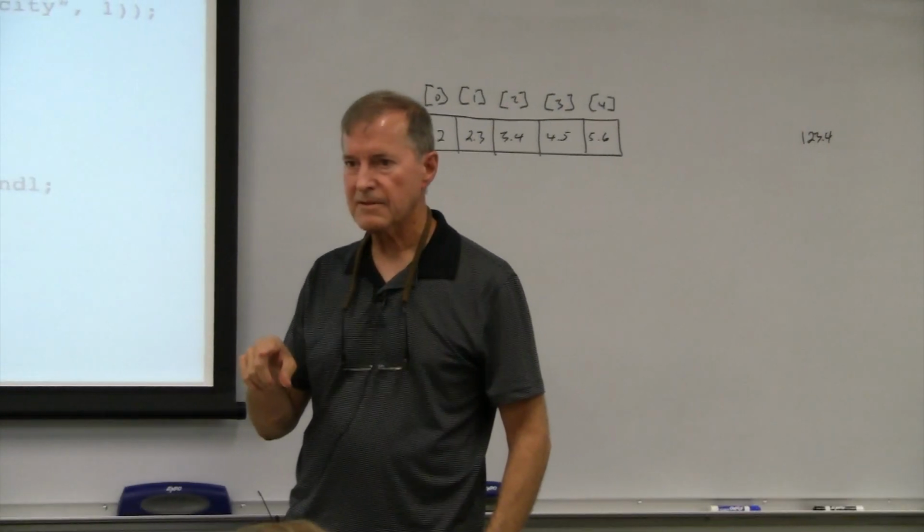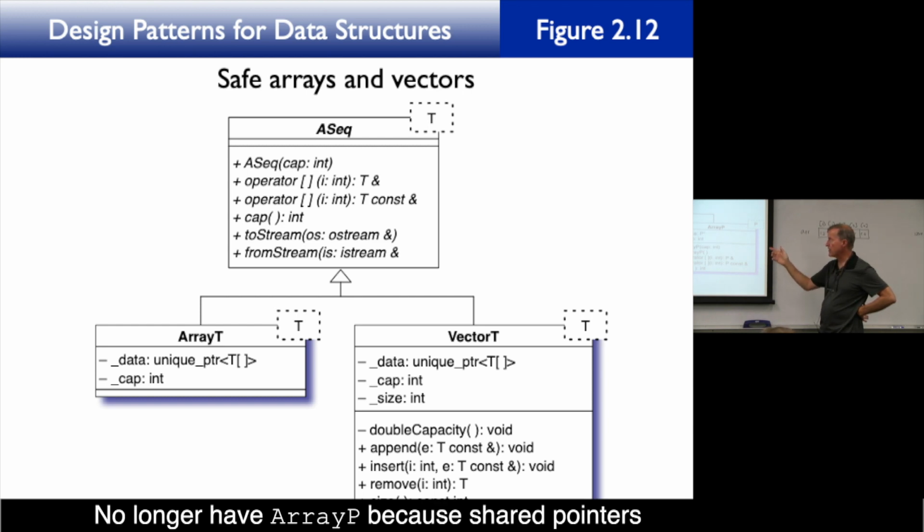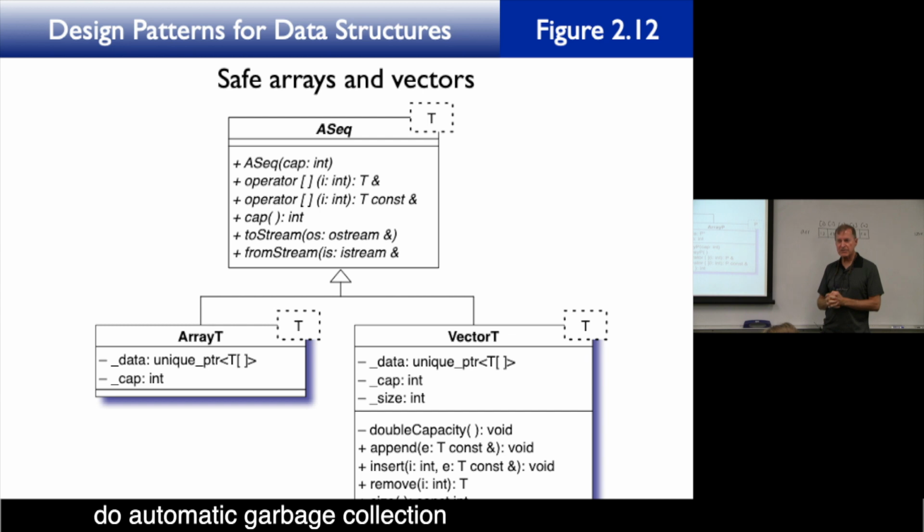Okay, so now the question is, how does this safe array software work? Let's take a look at how it's structured. In Figure 2.11, the way it works is we have a superclass, a sequence, ASEQ, which stands for abstract sequence, and then we have an array T and an array P, and each one of those inherits from ASEQ. Now, I think I asked this once before. Have you guys done C++ templates?